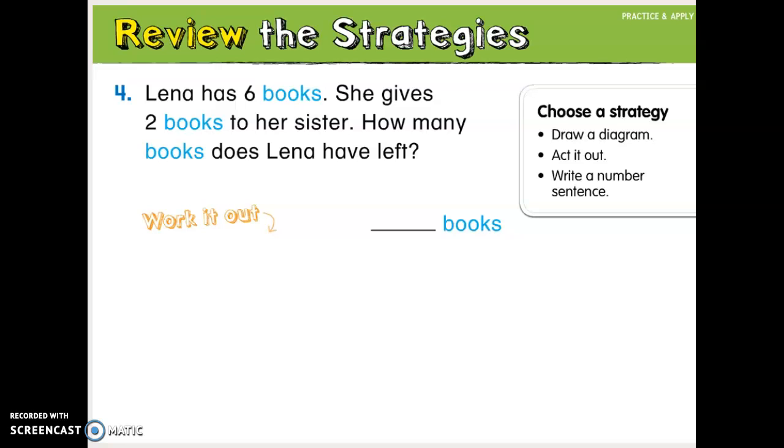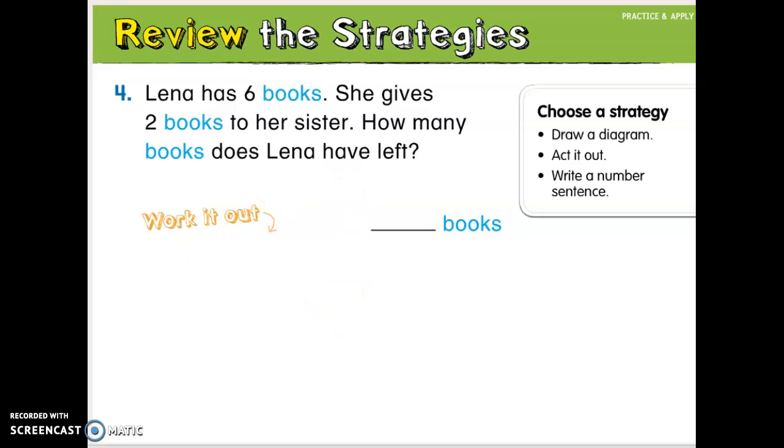Okay, we're on our last page now. This is called Review the Strategies. So remember, we were drawing a diagram, we're acting it out, and then we're writing a number sentence. So here we go, number 4. Lena has 6 books. She gives away 2 books to her sister. How many books does Lena have left?